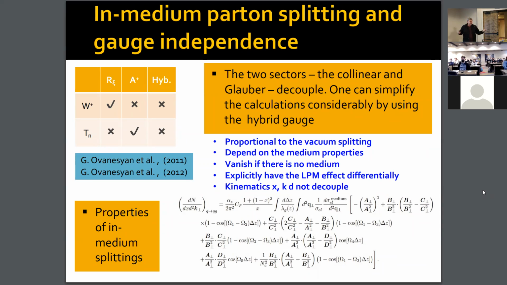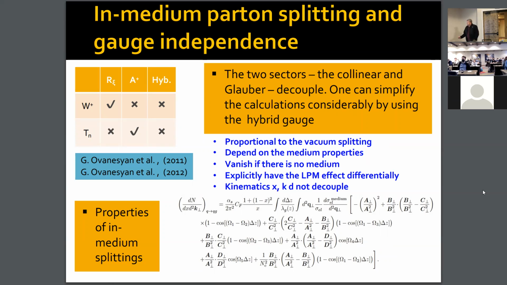And we also found that because the sectors decouple, the Glauber gluons do not talk to the collinear sector other than at the vertex. You can do the calculation in the so-called hybrid gauge, where for the collinear sector you can choose the light cone gauge, and for the exchanged Glauber you can choose an R-xi gauge. And in all cases, the results are exactly the same. So although it was a technical and long exercise, it was satisfying to demonstrate that the in-medium splitting functions that you will see quoted in the textbook are actually gauge invariant.